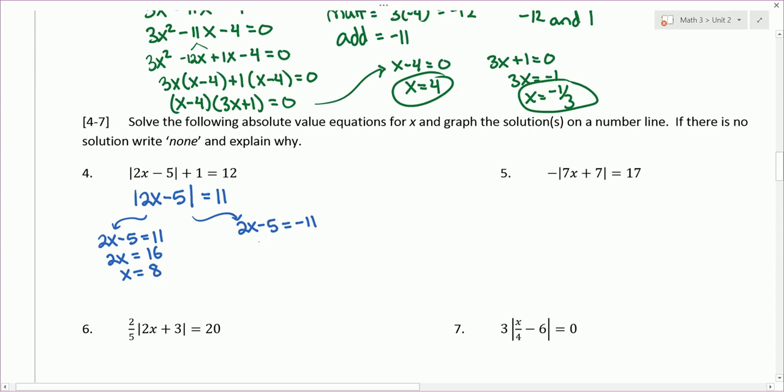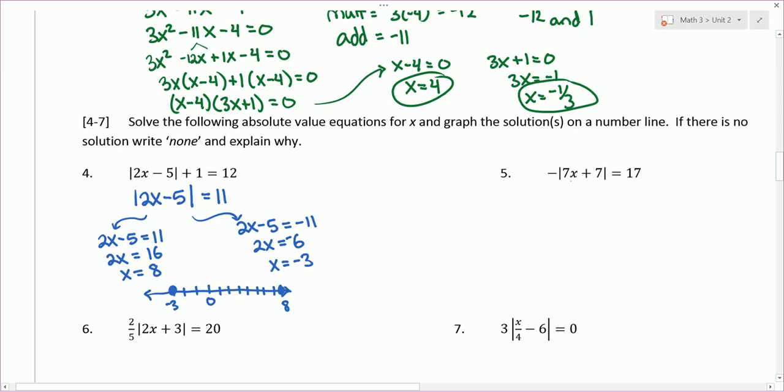On the second one, we add 5. Negative 11 plus 5 is negative 6. And then divide by 2 and get negative 3. When you graph the solution on the number line, you draw a number line, locate 8 and negative 3, and just put a solid point at those two spots.